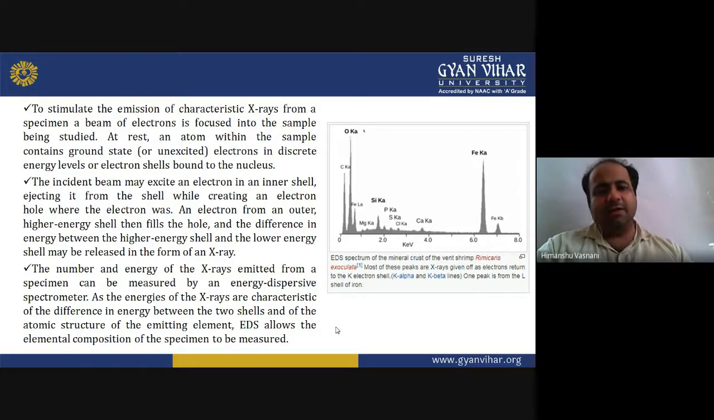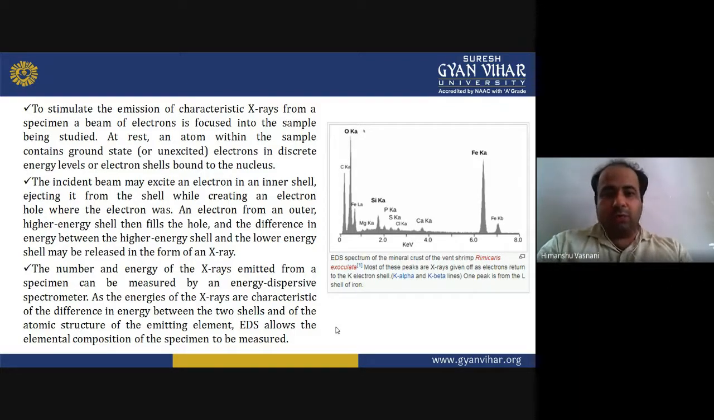I repeat, understand it. The incident beam may excite an electron in the inner shell, ejecting it from the shell while creating an electron hole where the electron was. When the electron is ejected, an electron hole is created where the earlier electron was. There is an empty space.